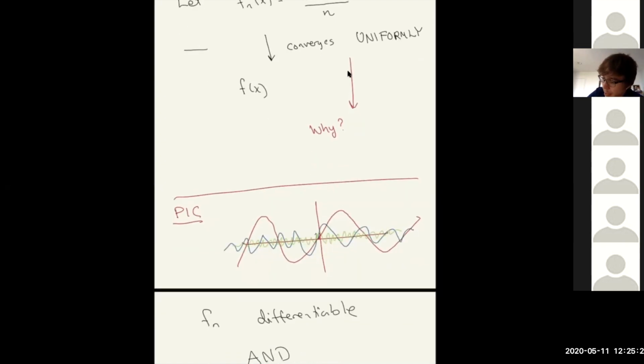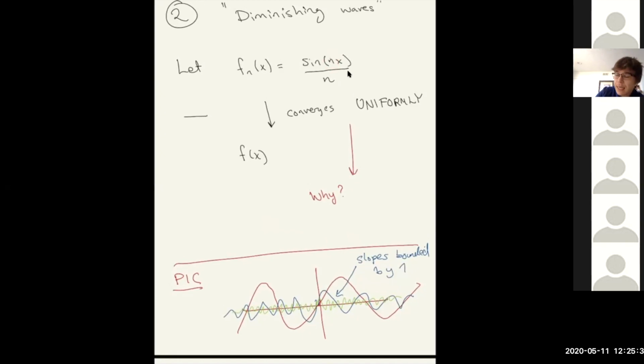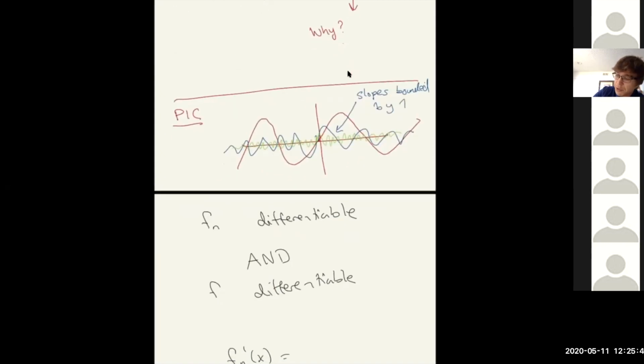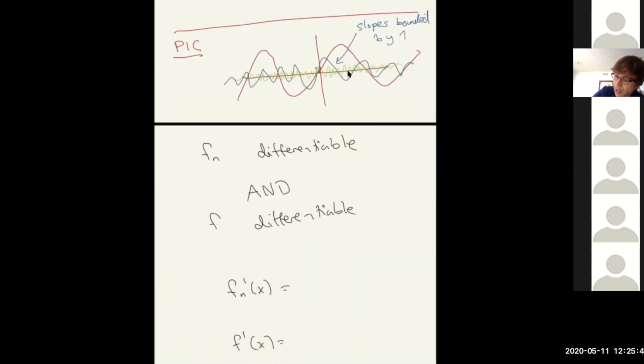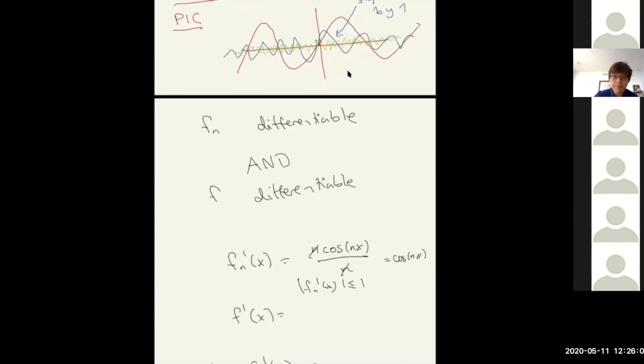And one crucial thing with these examples that my picture doesn't really show is that the slopes are always bounded by 1 again. Why? Because somehow the increase in frequency is compensated by a decrease in amplitude. So let's just compute the derivative to see that. Fn prime is n times cosine nx over n, so it's just cosine nx. So indeed, again, just like above, the derivative is bounded above by 1.